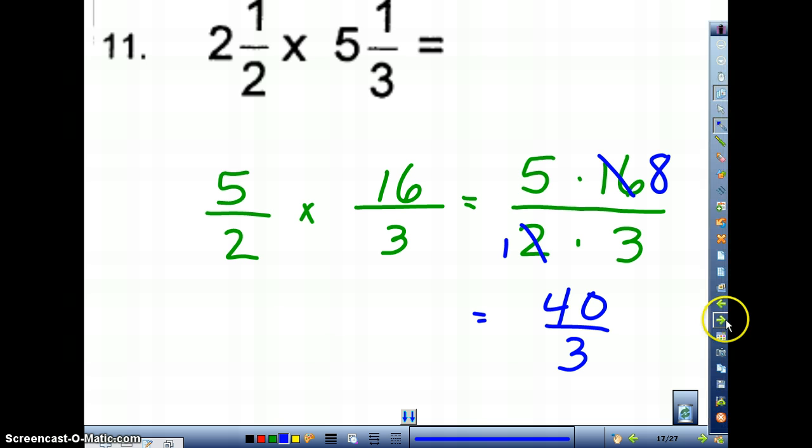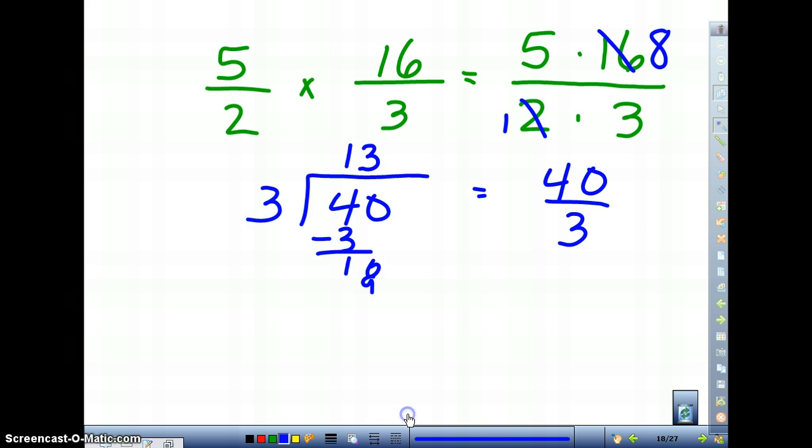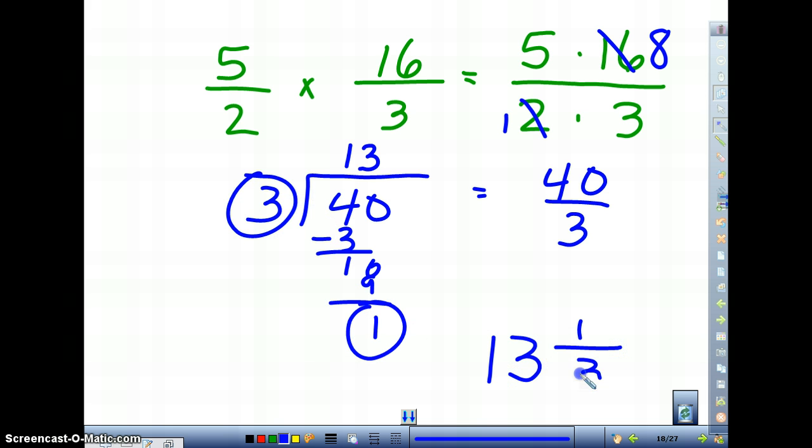All right, this says 40 divided by 3, so I'm going to set it up like this. And then go ahead and do my division. That goes in there once, that's 3, subtract. 3 goes into 10 3 times, that's 9. Subtract and you get 1. So your final answer is 13 and 1/3. There's your answer.